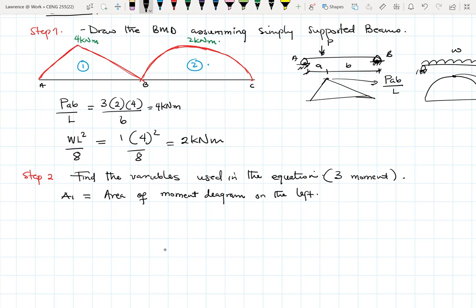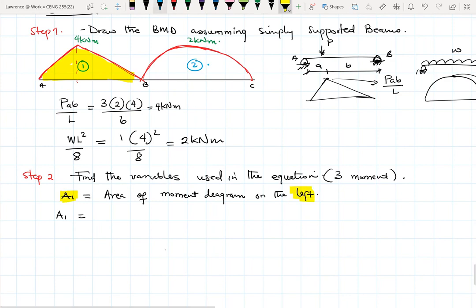Then A1 has a corresponding X1. So here, I prefer to divide my triangle into two because this is not an isosceles triangle. It's easy to divide it into two because I'll need different x values, so I can have the left side and then the right side. Let me just shade it so that we know this is the entire left. So A1 is the entire left.